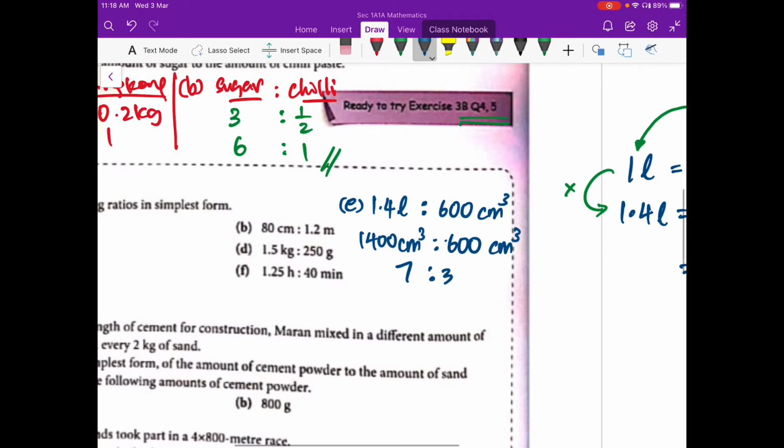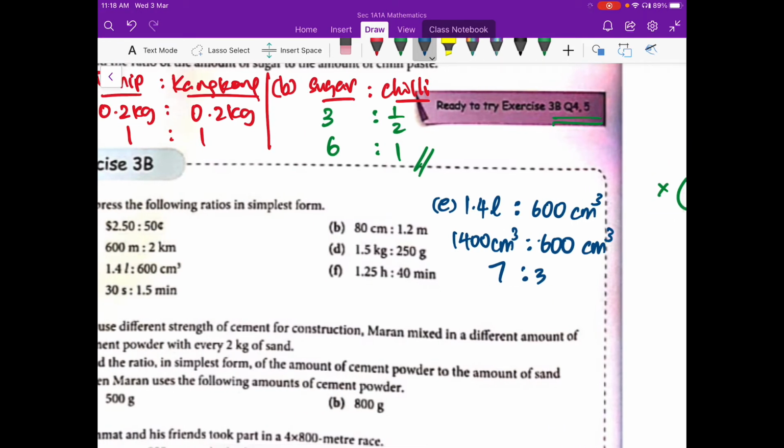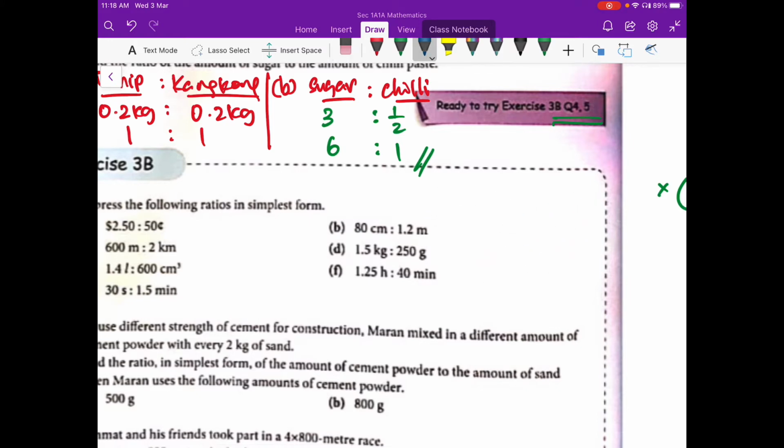Okay, now we have part F. Part F. 1.25 hours to 40 minutes. So clearly the units are not the same. You want to change one to the other. Do you want to change hours to minutes or minutes to hours? Hours to minutes? But are you aware that we can change minutes to hours also? Yes. Can. But since you want hours to minutes, okay, let's go ahead and do that.